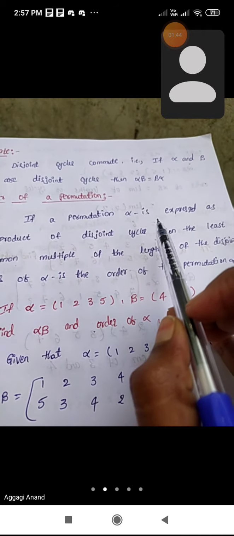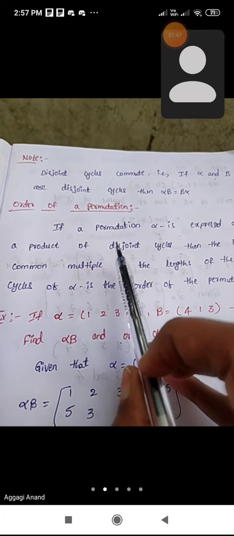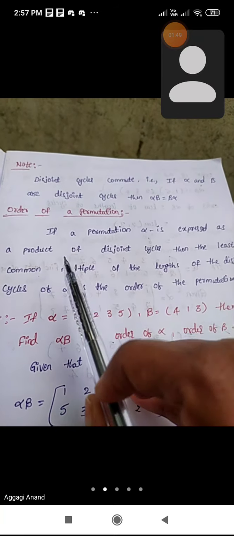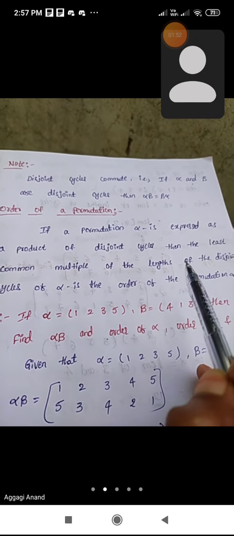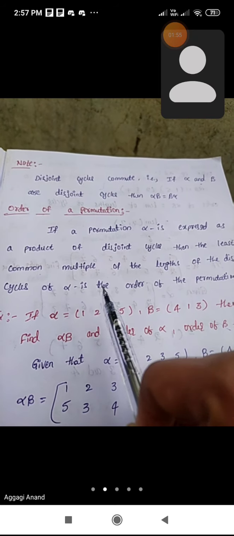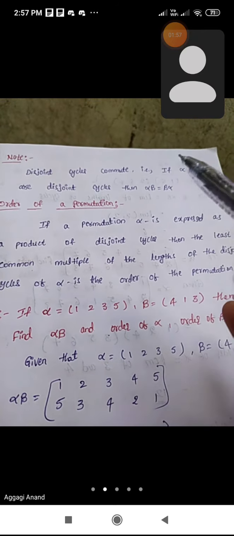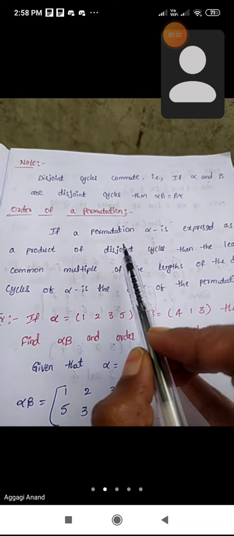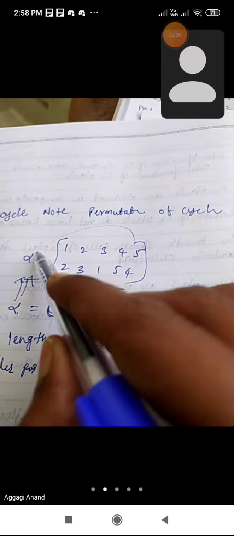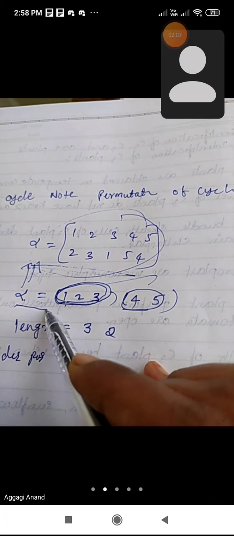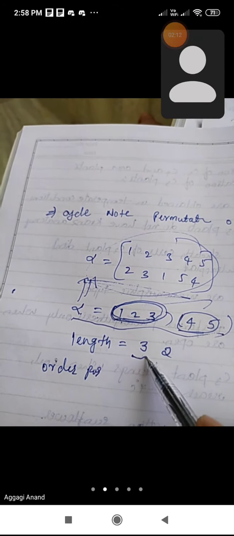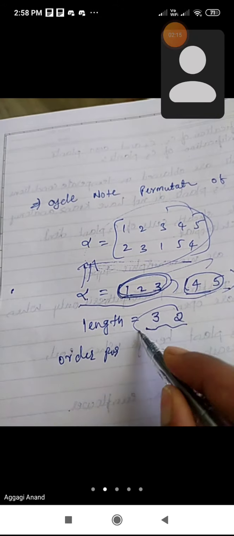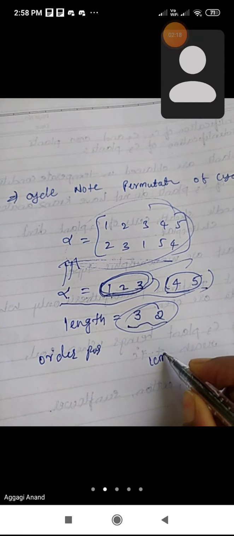So the order of a permutation is nothing but this: if a permutation alpha is expressed as a product of disjoint cyclics, then the least common multiple of the lengths of the disjoint cycles of alpha is the order of the permutation. So alpha is expressed as a product of disjoint cyclics, then the least common multiple of the lengths.